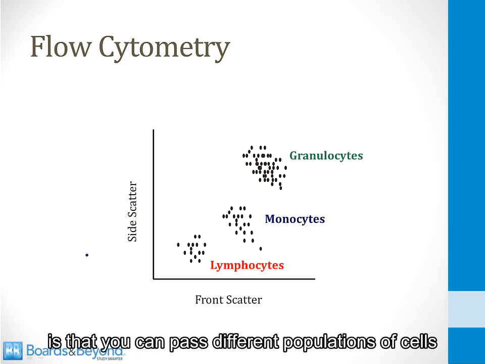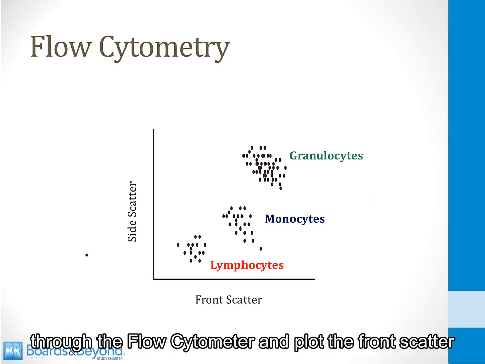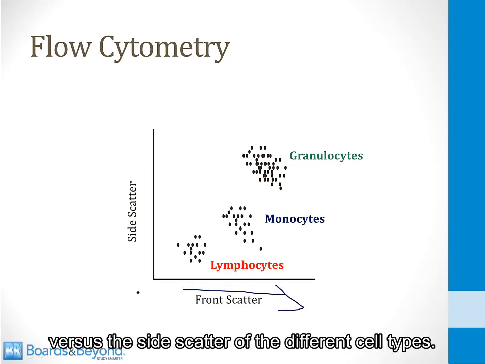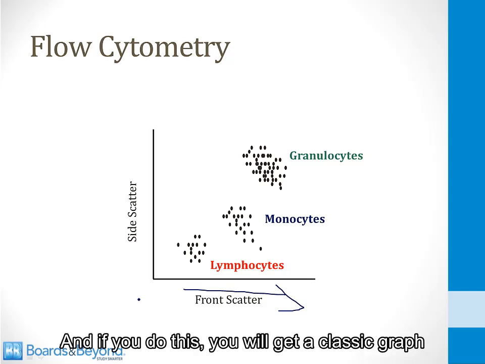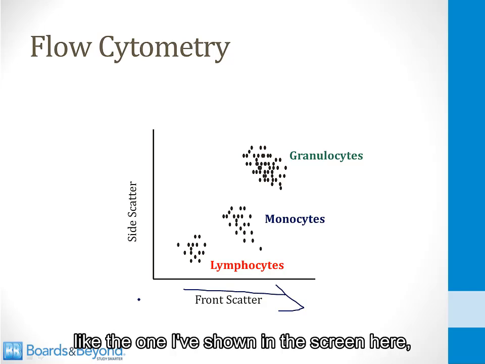What this means is that you can pass different populations of cells through the flow cytometer and plot the forward scatter versus the side scatter of the different cell types. And if you do this, you will get a classic graph like the one I've shown on the screen here.